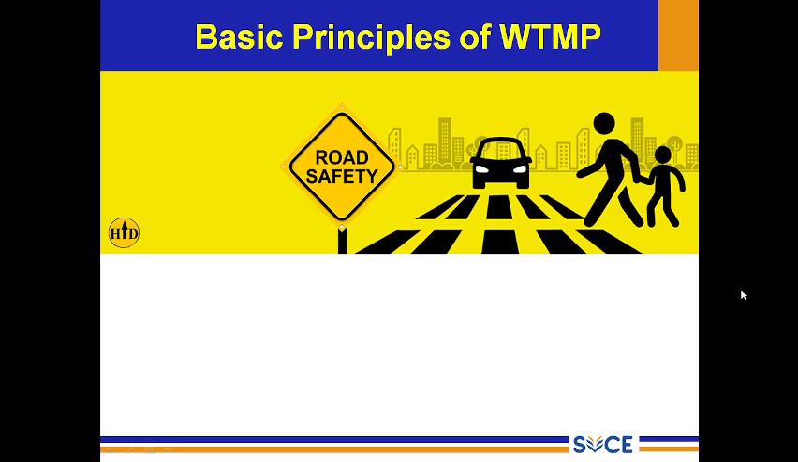The basic principle of WTMP is shown here. The road safety is shown here. So they have to obey. It may be a pedestrian or a car rider or a two-wheeler rider, or a truck user. He or she has to follow the guidelines or whatever rules are stipulated at the work zone area, so that there are no accidents.